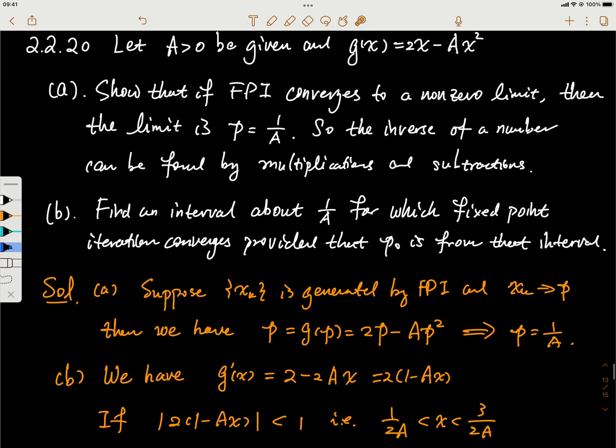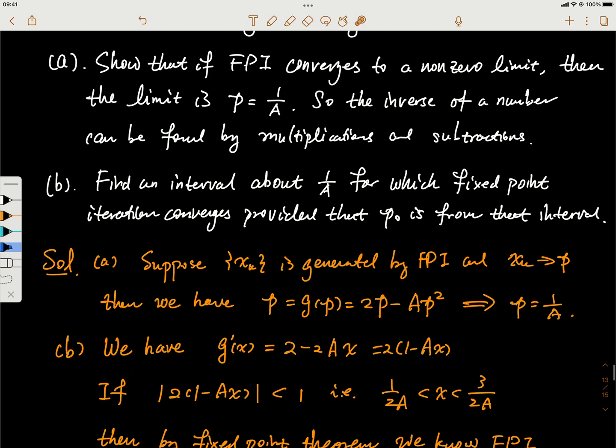Okay, so the second question is to find the interval about 1 over a so that the fixed point iteration algorithm actually converges, provided that p0 is nearby, or is inside that interval. So the first part is pretty easy.